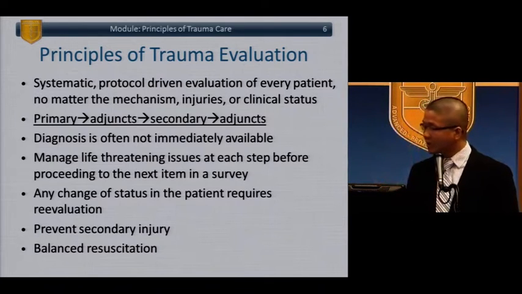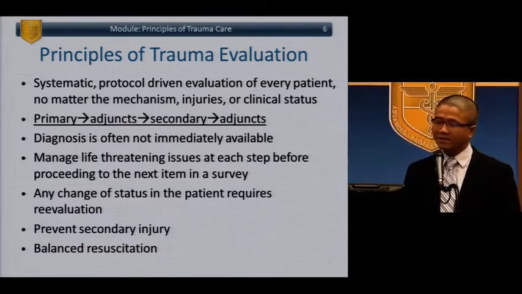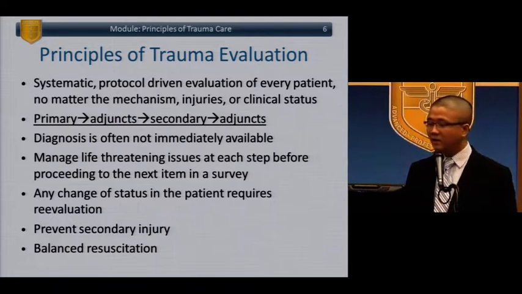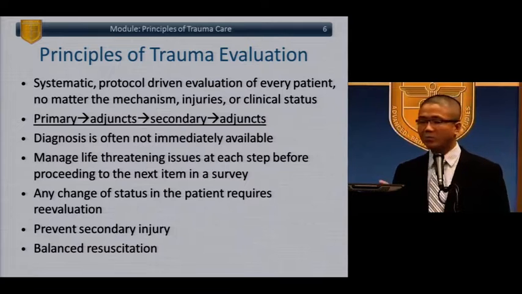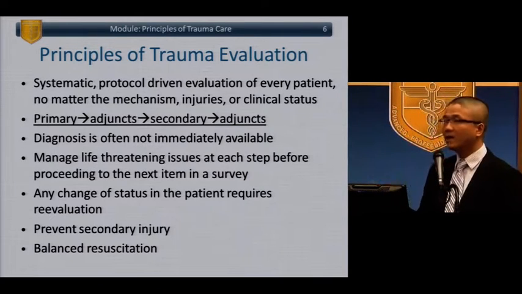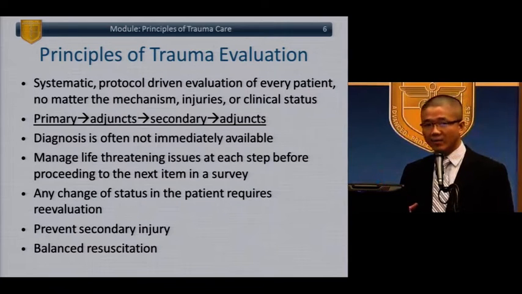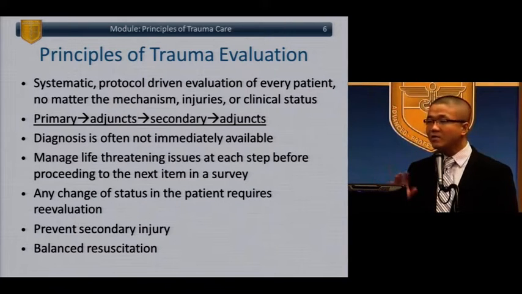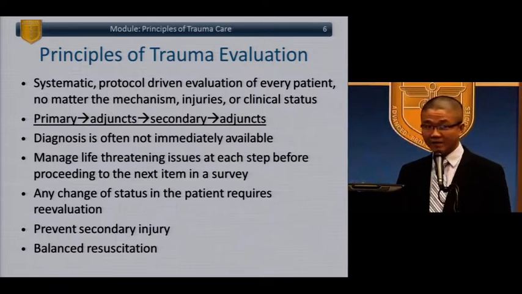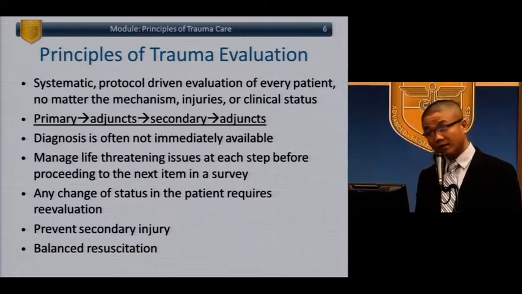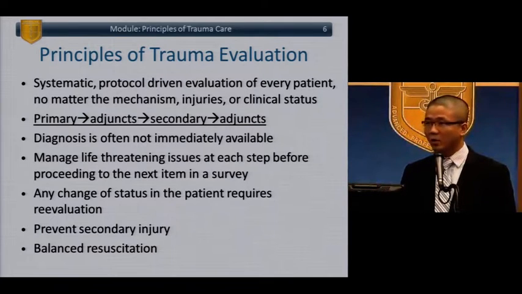And the priorities, as every single scenario comes about, are that you want to manage the life-threatening issues at each step before proceeding to the next item in the survey. So we don't move on from A for airway to B for breathing until airway has been secured, even though there may be something quite obviously wrong in C for circulation, for example, somebody with an open femur fracture.